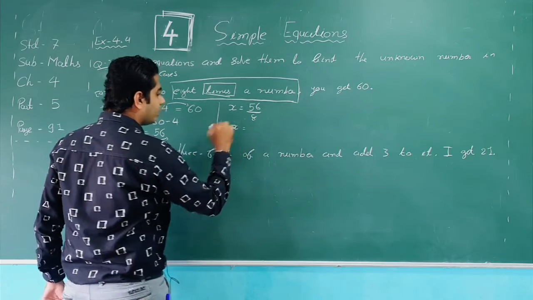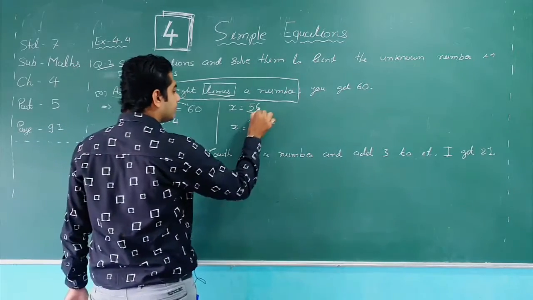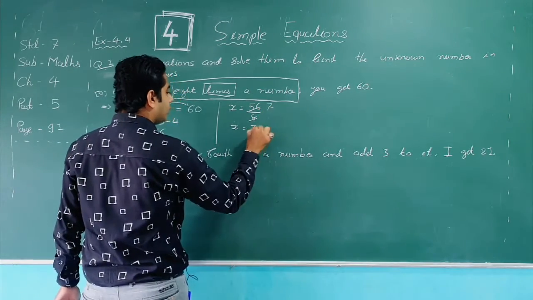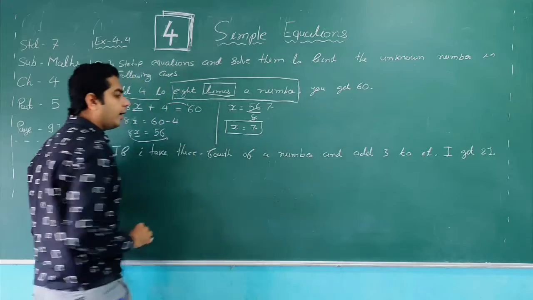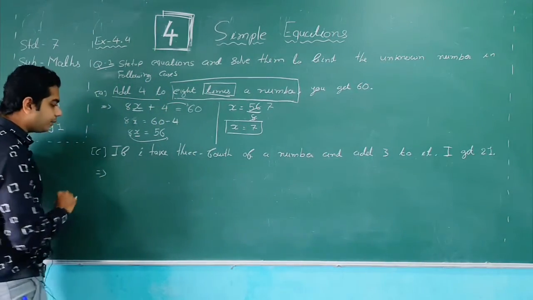Now x is equal to what? You know the table of 8, 8 sevens are 56. So the final answer comes, x is equal to 7. Easy. Same way you can set up the equation.